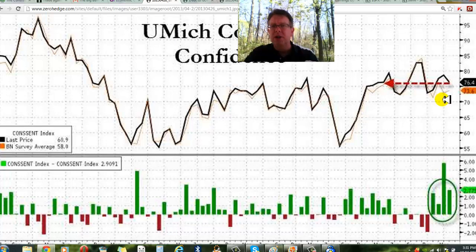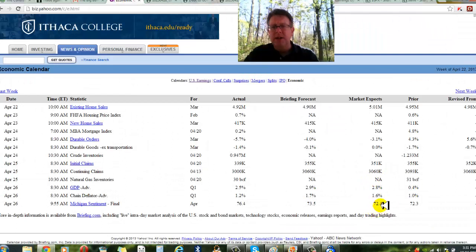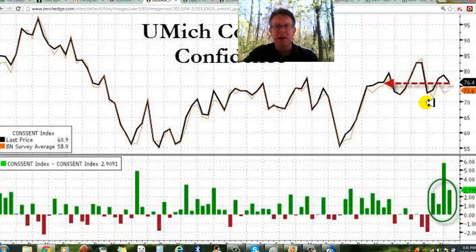CNBC will not put this chart up. All they will do is this. The market expected 72.4. Wow! Let's take it over to Steve Leisman to tell you how great this number is at 76.4. And the futures rally. Get everybody excited. But this is what you should be looking at.